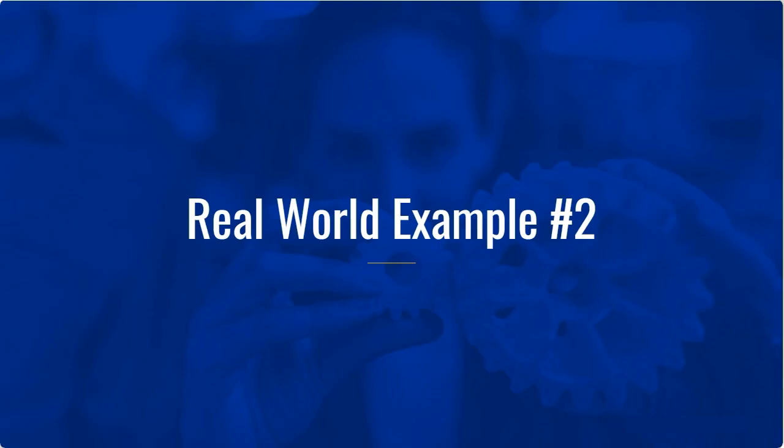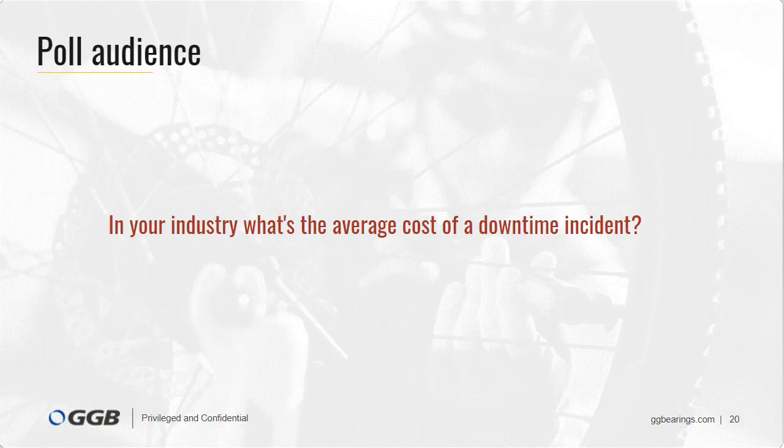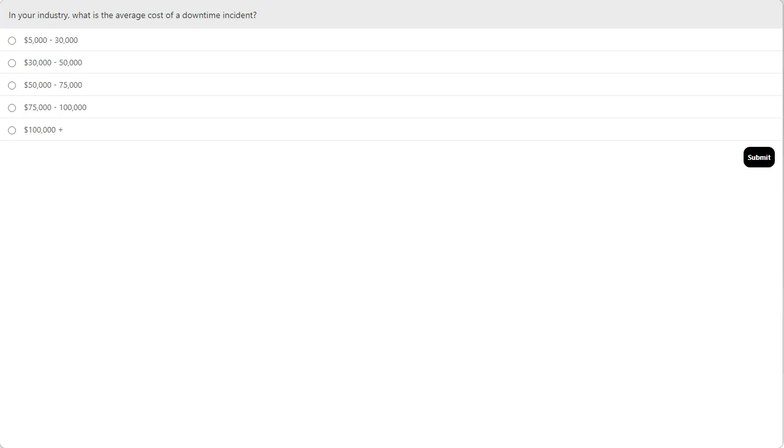So jumping to a second example, and we're going to do another poll here to start. In this one, we're going to be talking about downtime. So the question here is, in your industry, what is the average cost of a downtime incident? Right? And that can be in your facility, that can be at your customers' facilities. We know that each industry has different considerations.